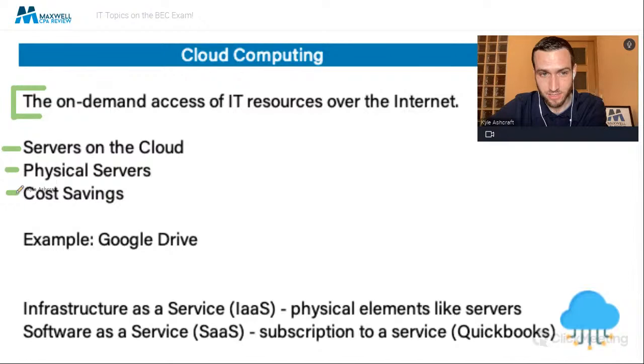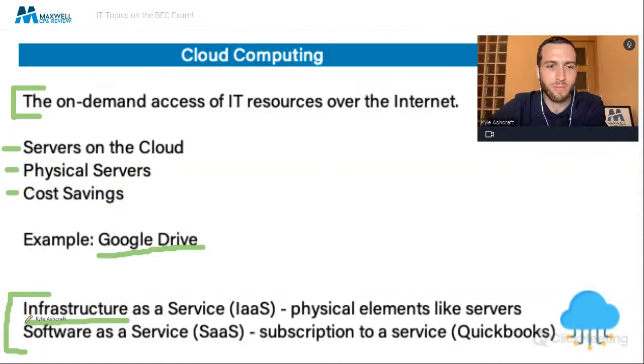So you'll have all these cost savings. So for example, if you use Google Drive to save your documents, you're using cloud computing. This is the on-demand access of IT resources. And the two main terms we have within cloud computing are infrastructure as a service and software as a service. So infrastructure, think about if the cloud computing is replacing a physical need that you have. For example, a server. That would be an infrastructure because it's replacing the need to install this physical server. And then we have software as a service, which is subscription to a service.